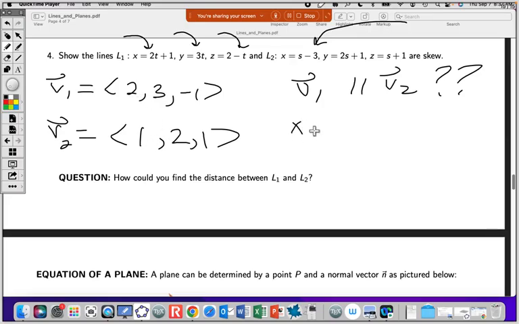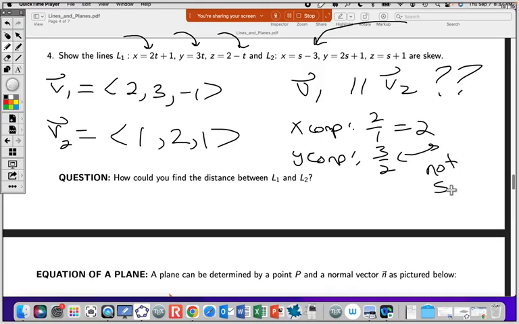If I look at the x components here, I've got a 2/1 ratio. The y components, I've got a 3/2 ratio, and these are not the same. So I don't have a common ratio throughout the components, and therefore the vectors are not parallel. So that would mean that the lines are skew. All right.